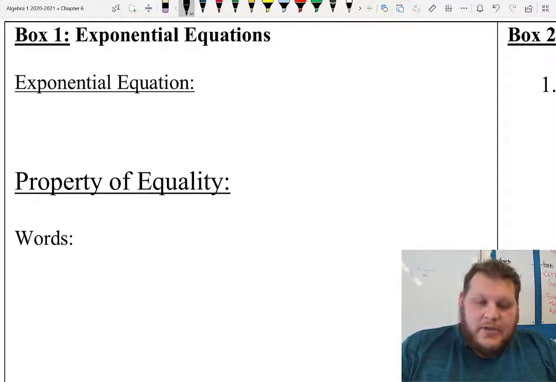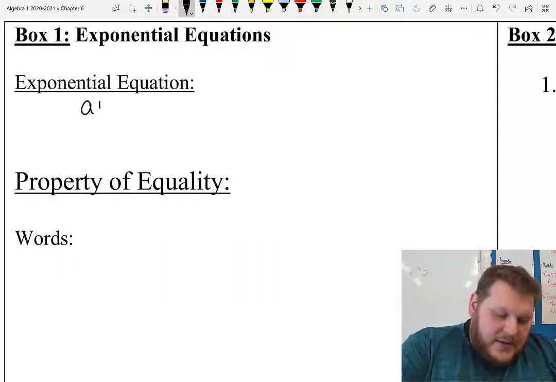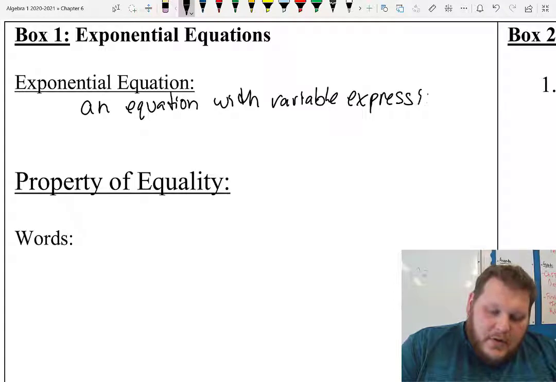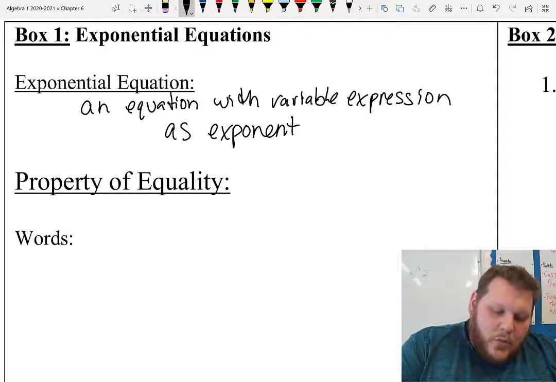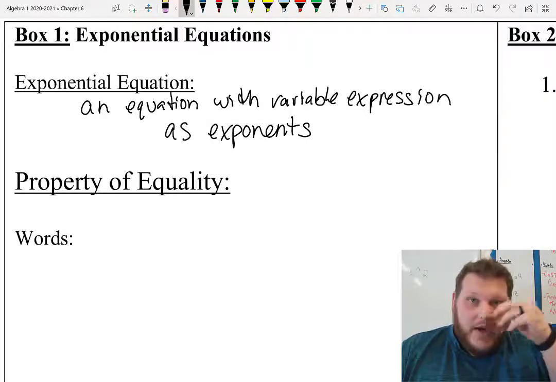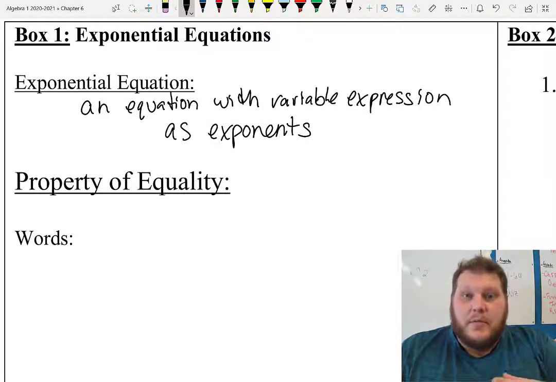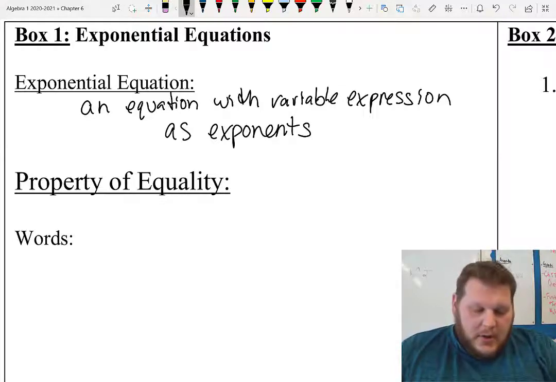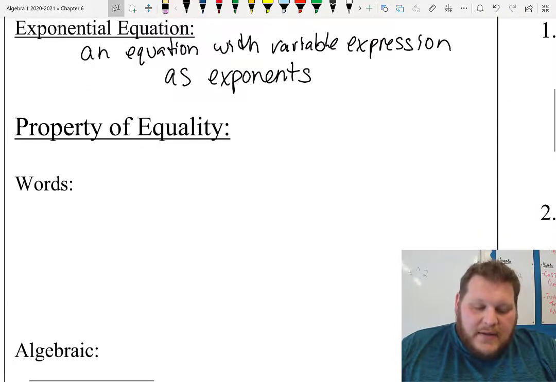So to start off with, an exponential equation, as you would expect, is an equation, but specifically it's an equation with variable expressions. So we've got our variables as exponents. So either on one or both sides of my equation, I'm going to have an exponent, and that's where my variable happens. So my x or my y, whatever I'm solving for, happens in my exponent. And we've got a couple of different ways that we'll look at this.